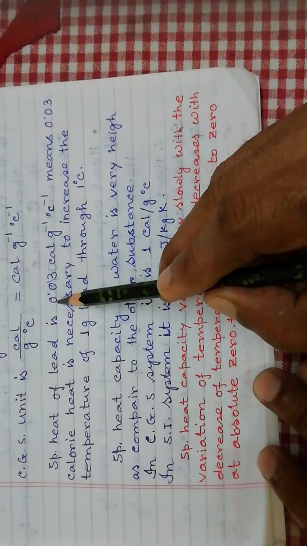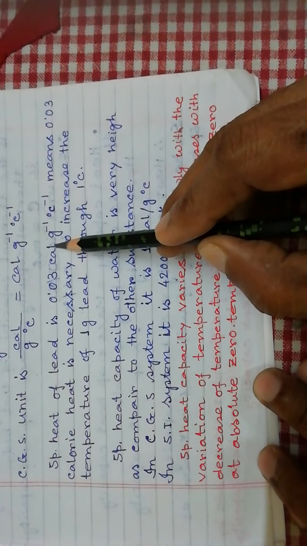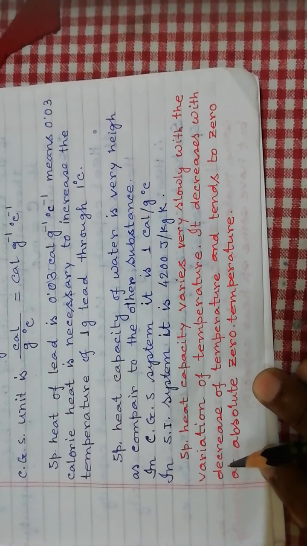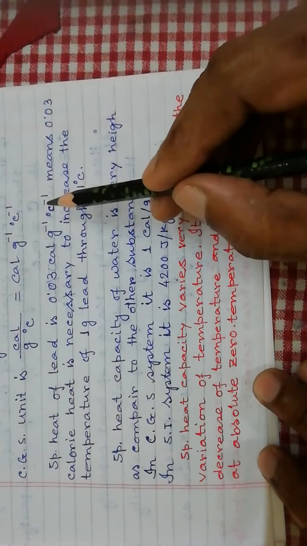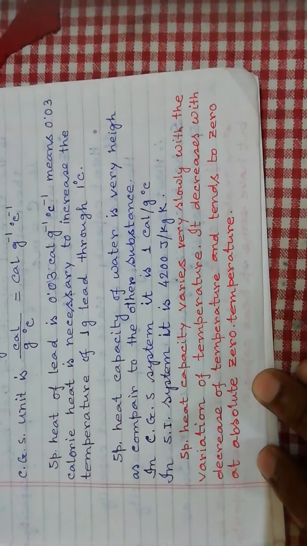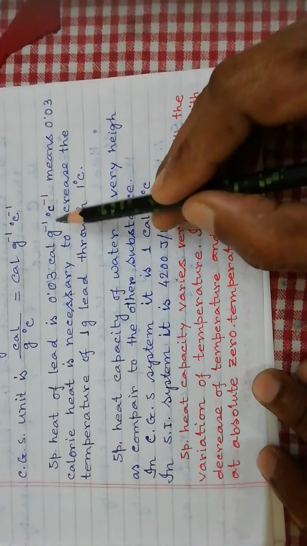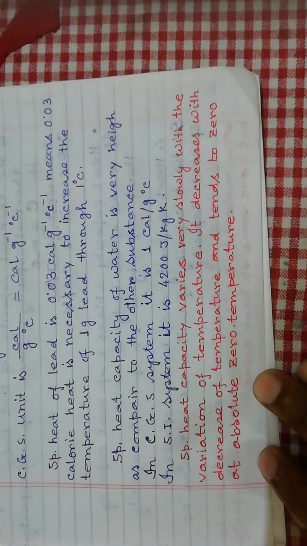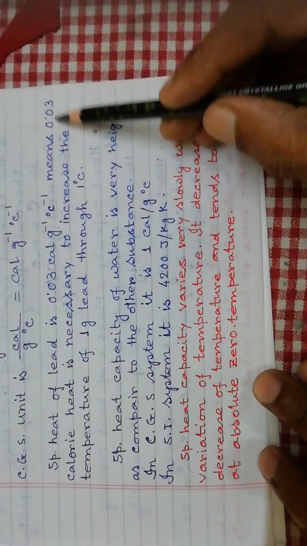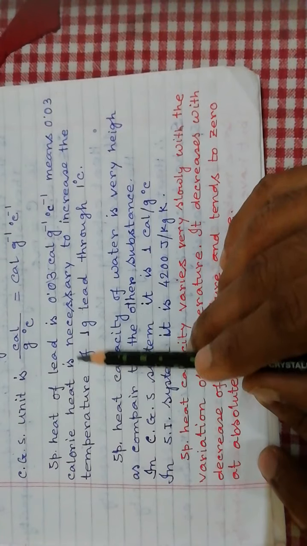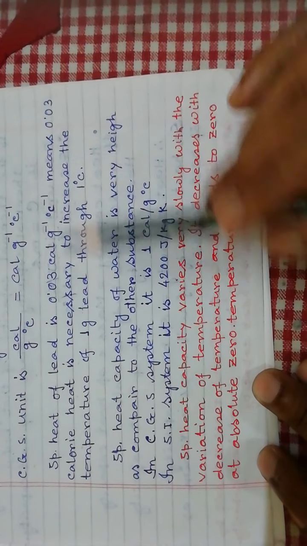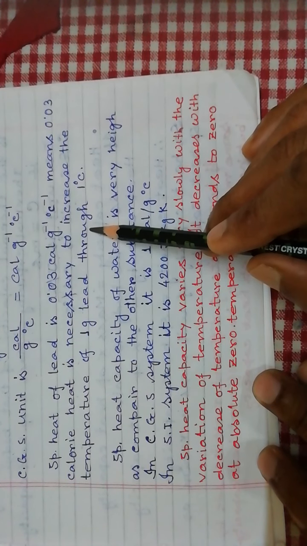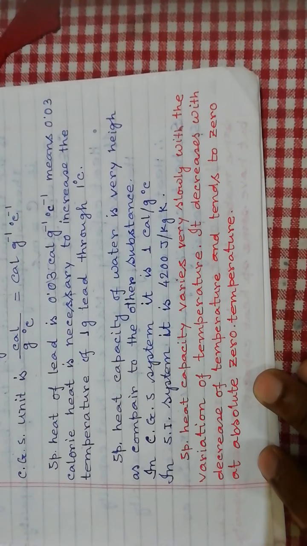That means this amount of heat, 0.03 calorie, is needed to increase the temperature by 1 degree centigrade, and the mass of the substance, that means the mass of lead, is 1 gram. 0.03 calorie of heat is necessary to increase the temperature of 1 gram of lead through 1 degree centigrade.